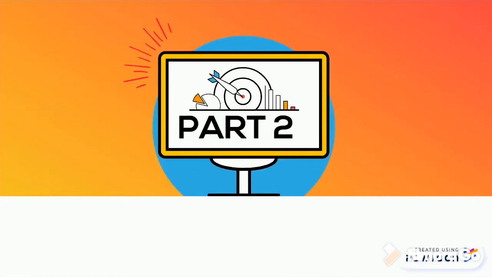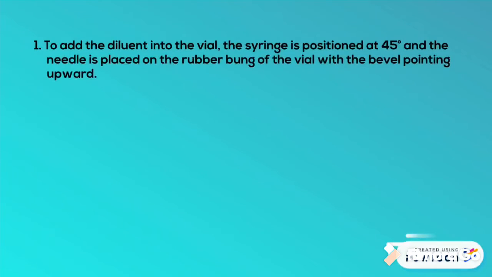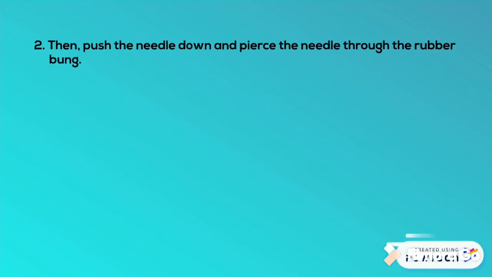Part 2. Adding diluent into vial containing powder. To add the diluent into the vial, the syringe is positioned at 45 degrees and the needle is placed on the rubber band of the vial with the bevel pointing upward. Then, push the needle down and pierce the needle through the rubber band.